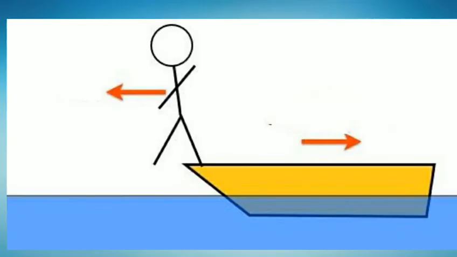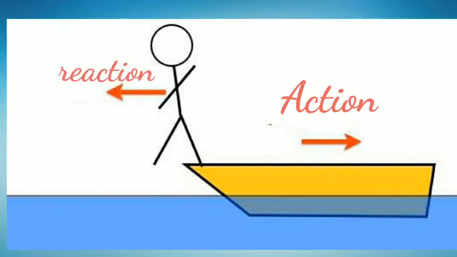In a similar manner, a boat moves backward when a person jumps out of the boat. The reason behind it is, when a person jumps out of a boat, he pushes the boat in the backward direction, that is action. According to Newton's third law of motion, the boat exerts an equal force, that is reaction, on the person in the forward direction. So, when the person jumps out, the boat moves backward.